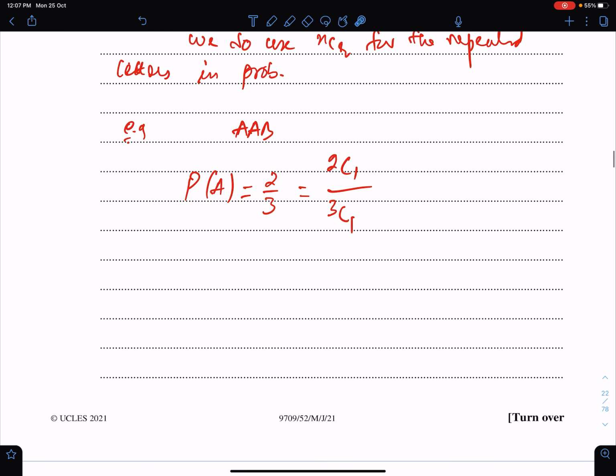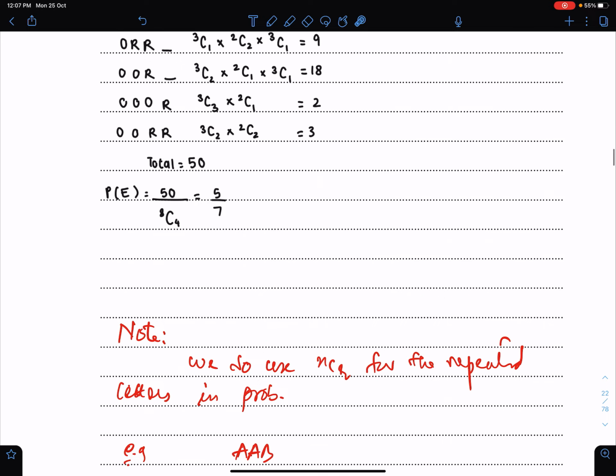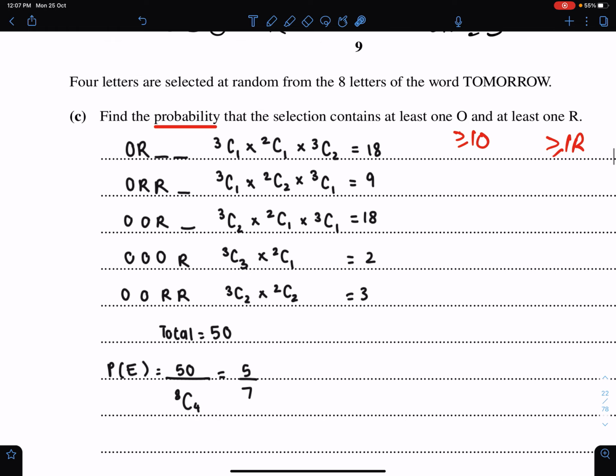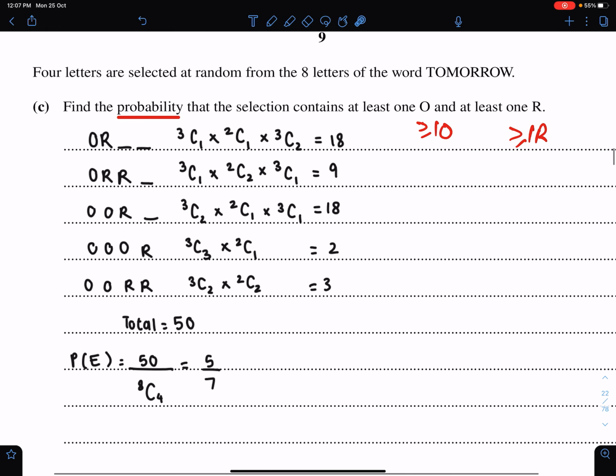This question is from June 21, paper 52. Part C. Four letters are selected at random from the 8 letters of the word tomorrow. Find the probability. Now this is very important. I will use combinations for the selections of identical objects in this question, because this question is of probability. So find the probability that this selection contains at least one O and at least one R.